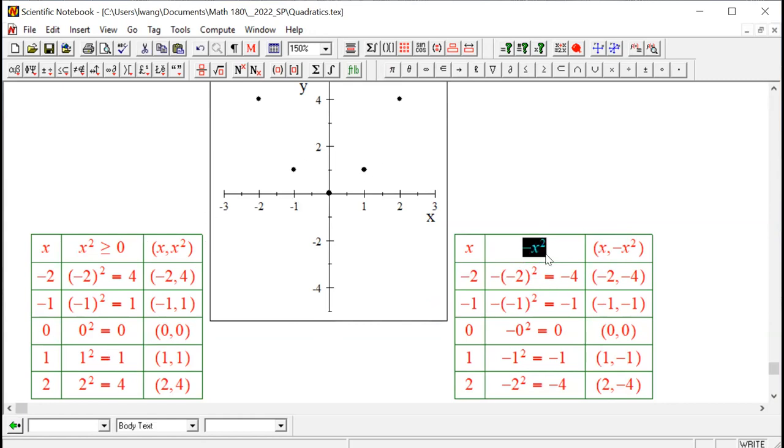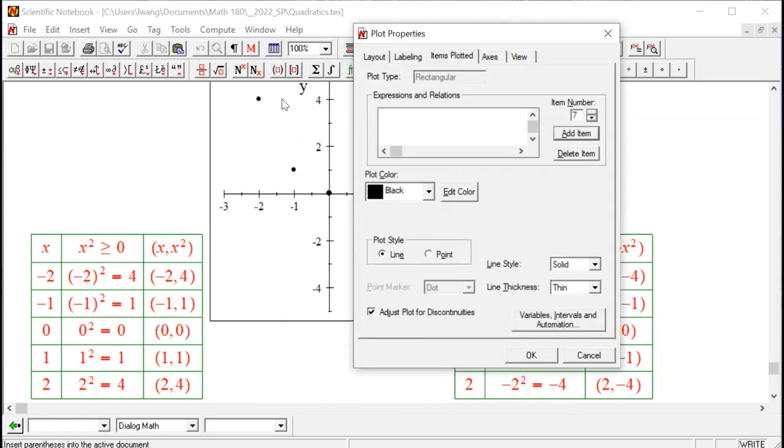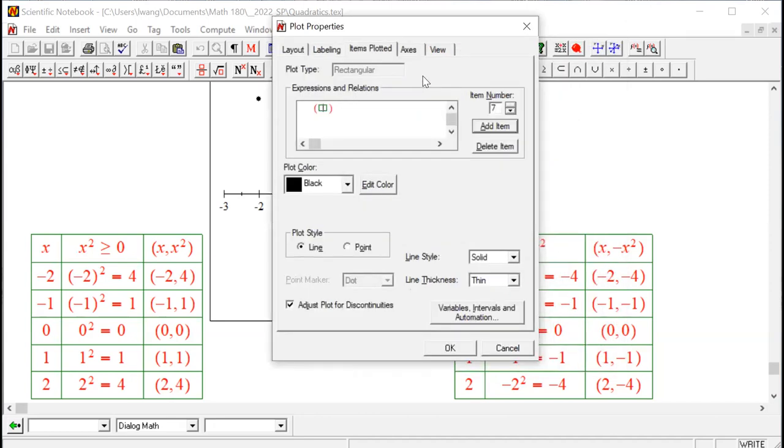Now for negative x squared, we got these points. We're going to use a different color. Let's see, what color would you like? Okay, let's use red. The first point is -2, -4.